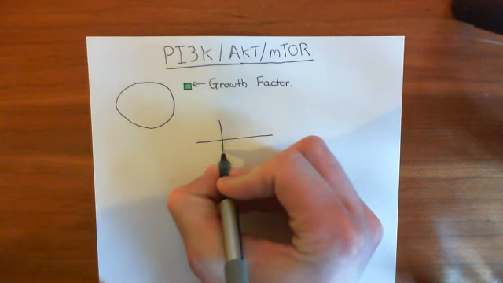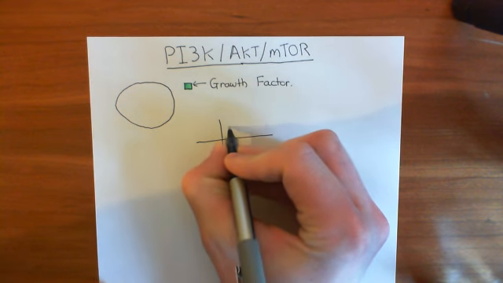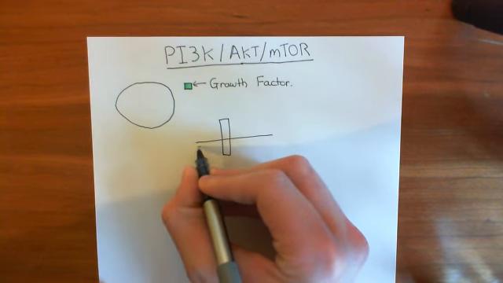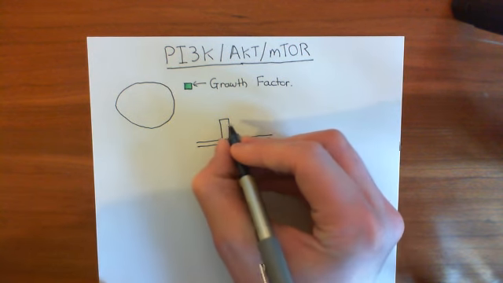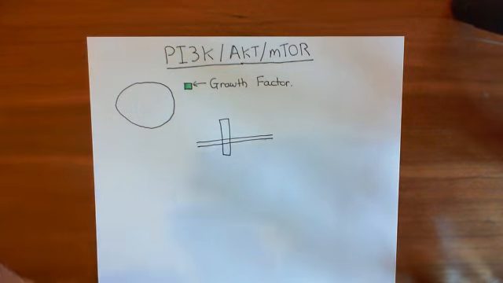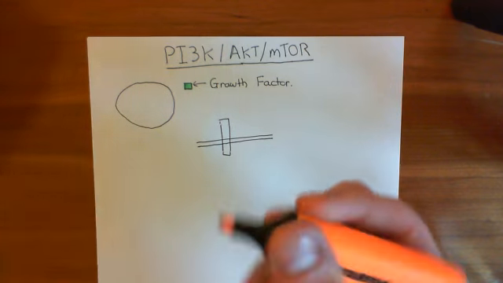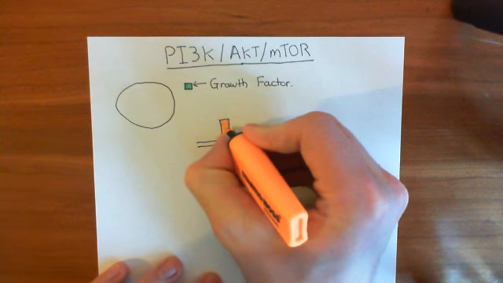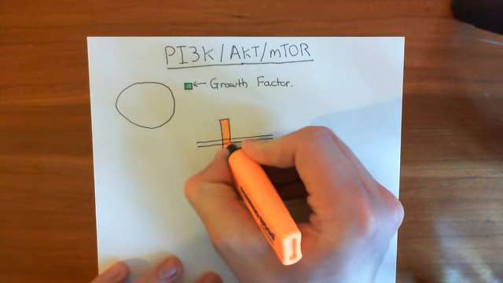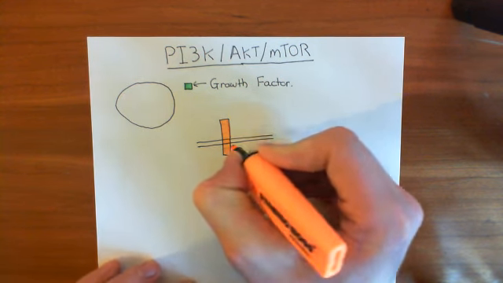Okay, so let's say this is our growth factor receptor in the cell membrane, and I'm just going to draw the phospholipid bilayer here. So there's the phospholipid bilayer, and here is our growth factor receptor. Let me colour that in orange. Okay, so here's our growth factor receptor, and I'm deliberately keeping it very general.